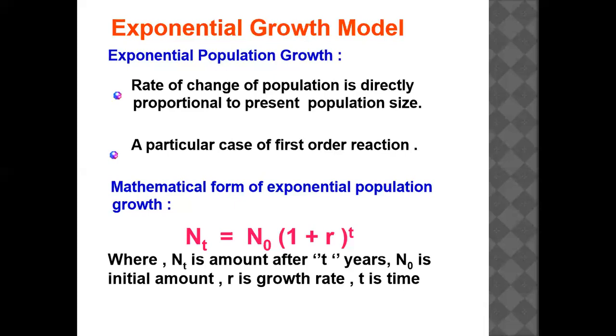In the exponential growth model, the growth equation follows the first order rate equation and the general mathematical form of the exponential growth model is this: Nt is equal to N0 into (1 plus r) to the power t, where Nt and N0 are the population strength at time t and time 0, and r is the growth rate.